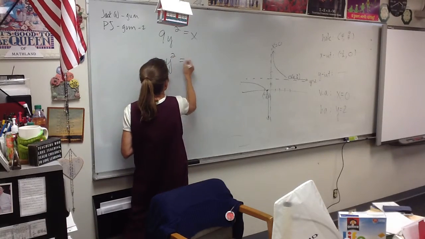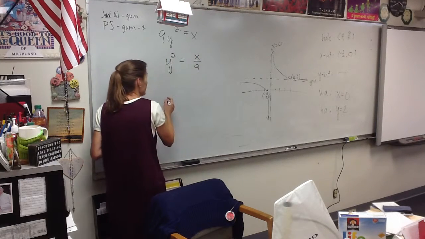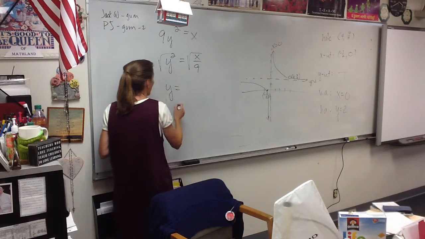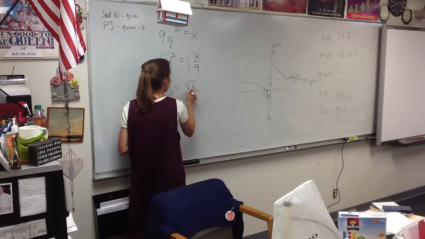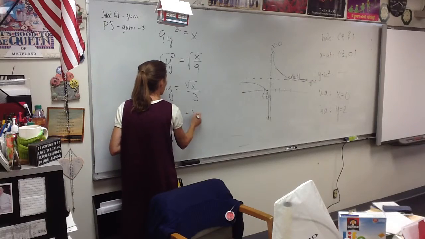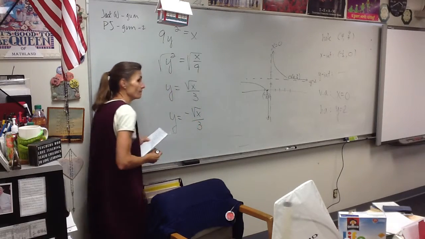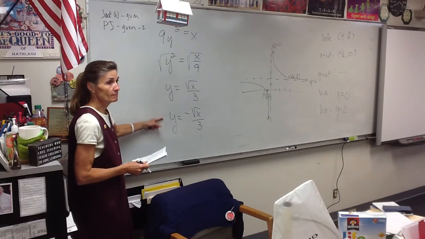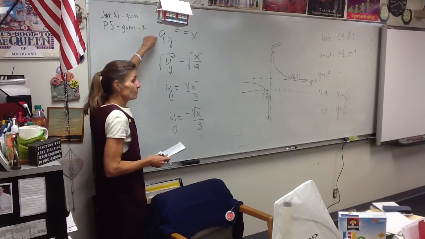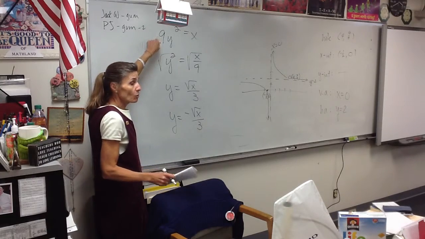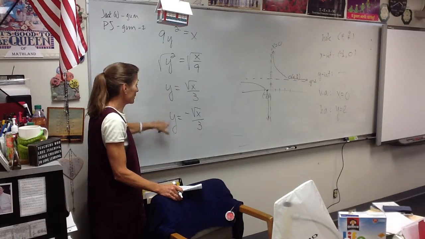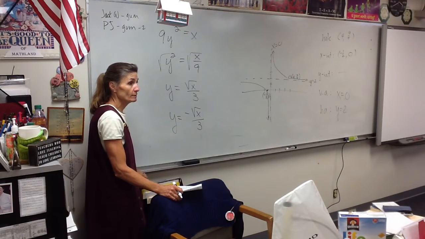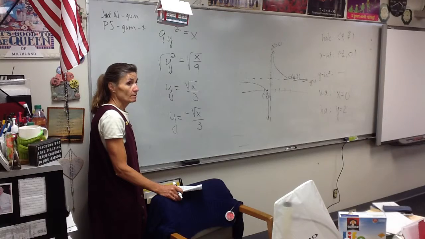So I will divide by 9. And then what? Take the square root of both sides. So y will equal the positive root x over 3 or negative root x over 3. These are my implicit functions. So if I needed, for some reason, to graph this equation, I would split it up into these two, put these two into my calculator, and they would both graph. Right?